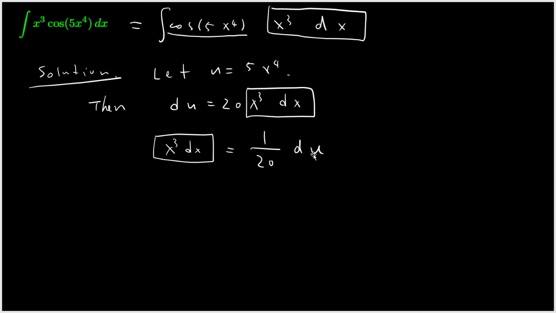If you have chosen u properly, then it must be true the whole thing in the box is a number times du. Otherwise, you need to use some other techniques or choose some other u. At this point, we are ready to rewrite the integral entirely in terms of u.